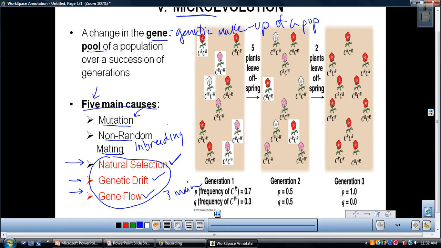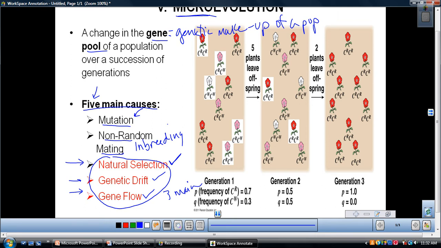So variation existed in that population, but due to the drought and the production of certain seeds that were larger, only the birds that were adapted to crack those shells open and could eat the seeds would survive. And so that would show you a microevolution example through natural selection.